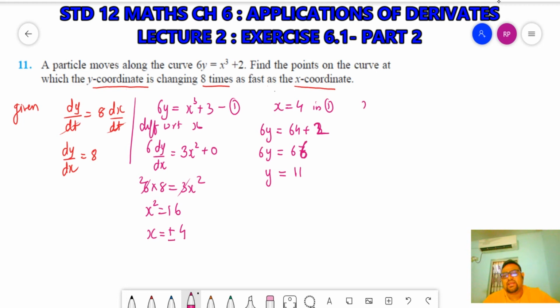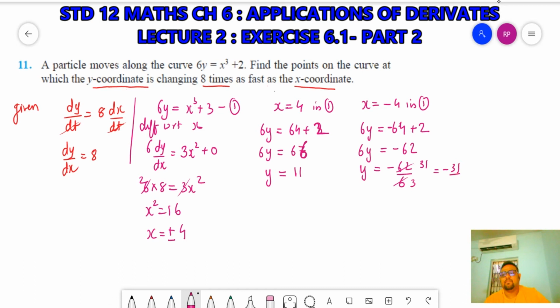When I take x equal to minus 4 in 1, then 6y will be equal to again 4 cube, that is minus 4 cube now. So minus 64 plus 2. So 6y will be equal to minus 62. y equal to minus 62 by 6. Okay, so that will be 2 3s are 6, 31. So minus 31 by 3.